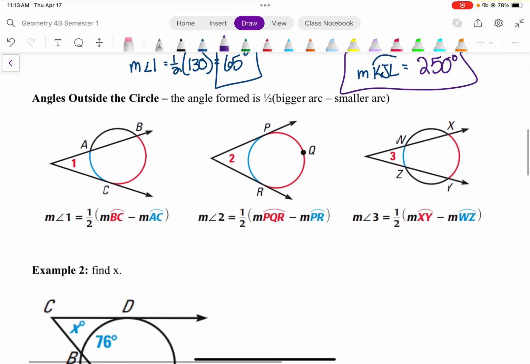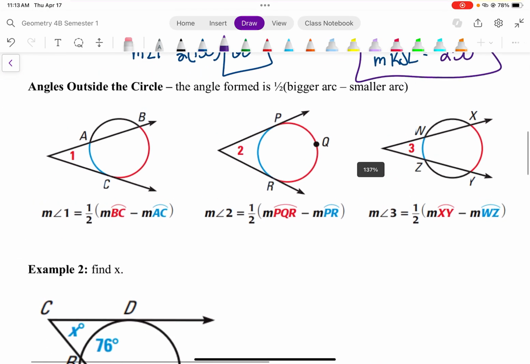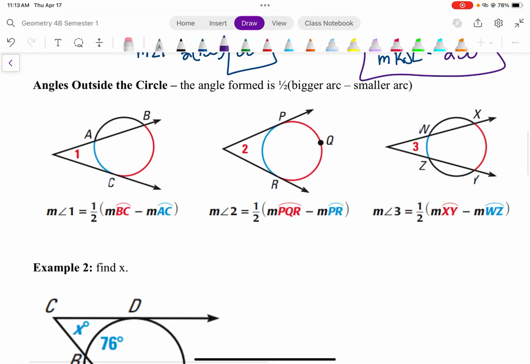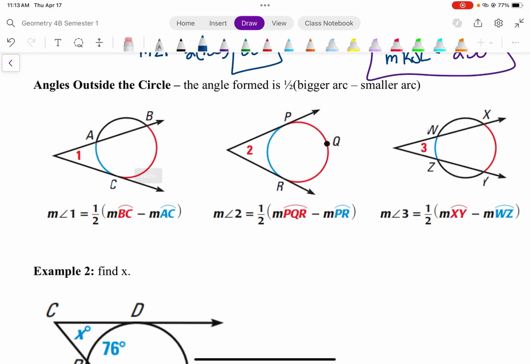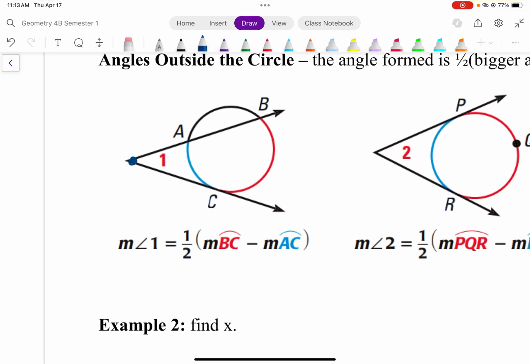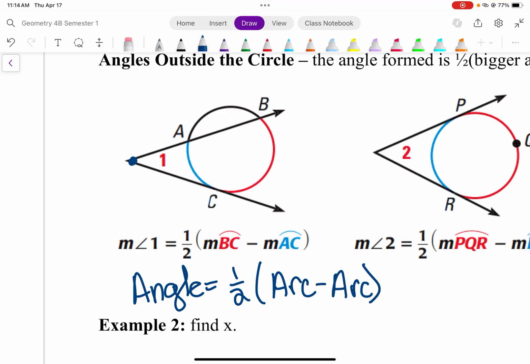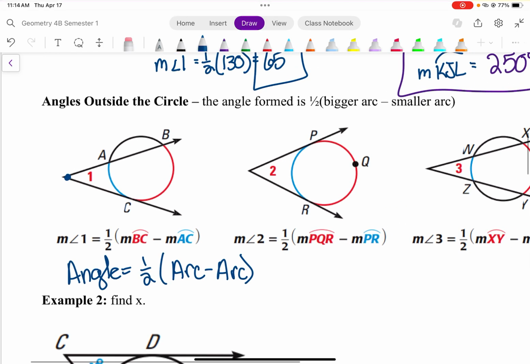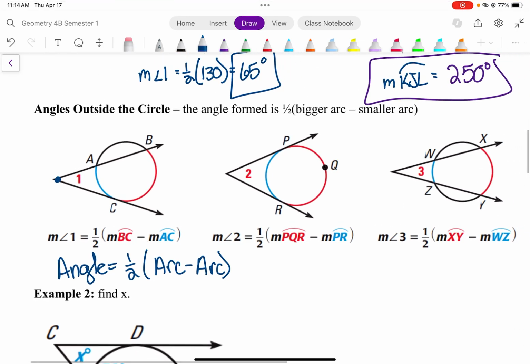Okay, the second type of angle that we are going to have is when we have an angle outside the circle that's formed by either two rays or two tangents or two secants. So every time the angle is going to be outside the circle, that angle is going to be equal to 1/2 times arc minus arc. And we're always going to take the larger arc minus the smaller because we need a positive value for our angle. And that's going to work for every single one of these scenarios.